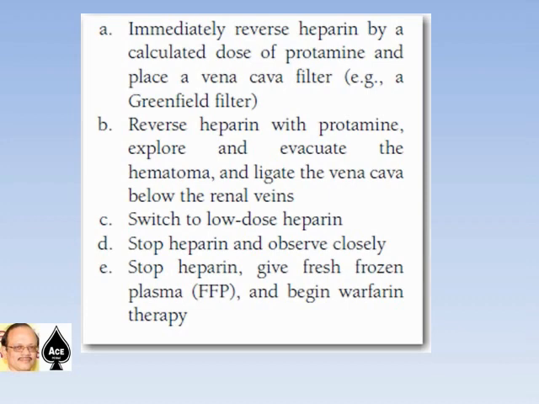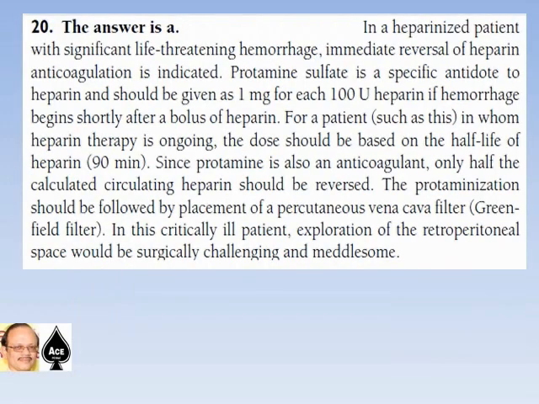Immediately reverse heparin by calculated dose of protamine and place a vena cava filter like Greenfield filter, or reverse heparin with protamine, explore and evacuate the hematoma and ligate the vena cava below the renal vein, or switch to low dose heparin, or stop heparin and observe closely, or stop heparin, give fresh frozen plasma FFP and begin warfarin therapy. So what is your choice?